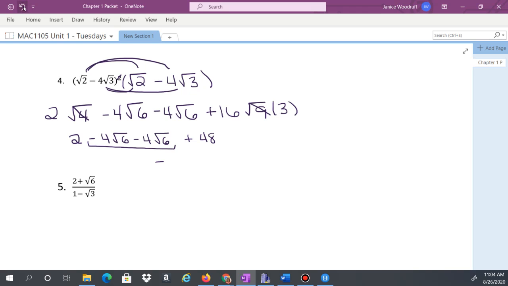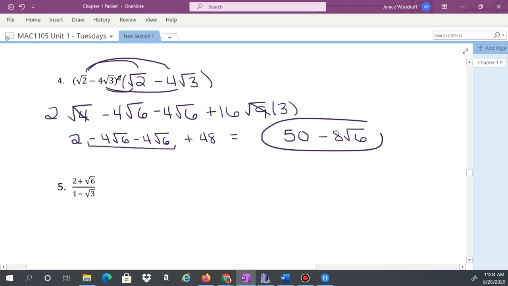16 times 3. Oh, okay. Yeah, that's okay. And then 2 plus 48 will give us 50. And we cannot simplify that root 6. So that's our answer. We want to put the 50 in front. So 50 minus 8 radical 6.